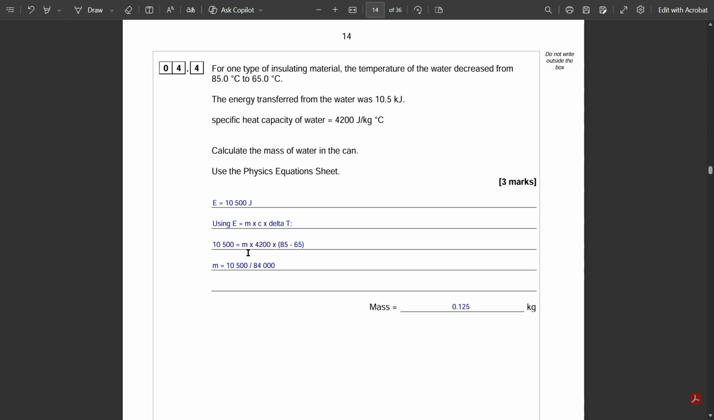10,500 equals m times 4.2 times 85 minus 65, which is just 20, and we get the mass just rearranging, dividing both sides by this to get the mass. We get the mass equals 10,500 divided by 84,000 to get a mass of 0.125 kilograms.